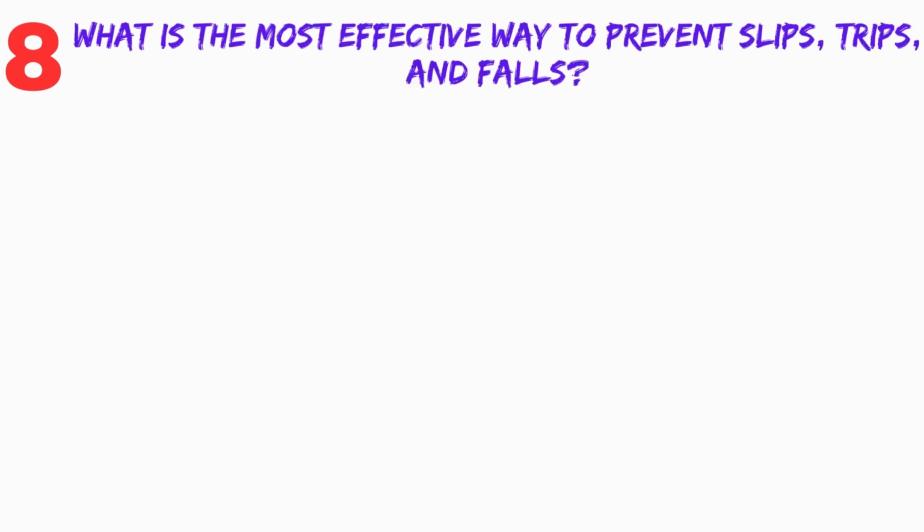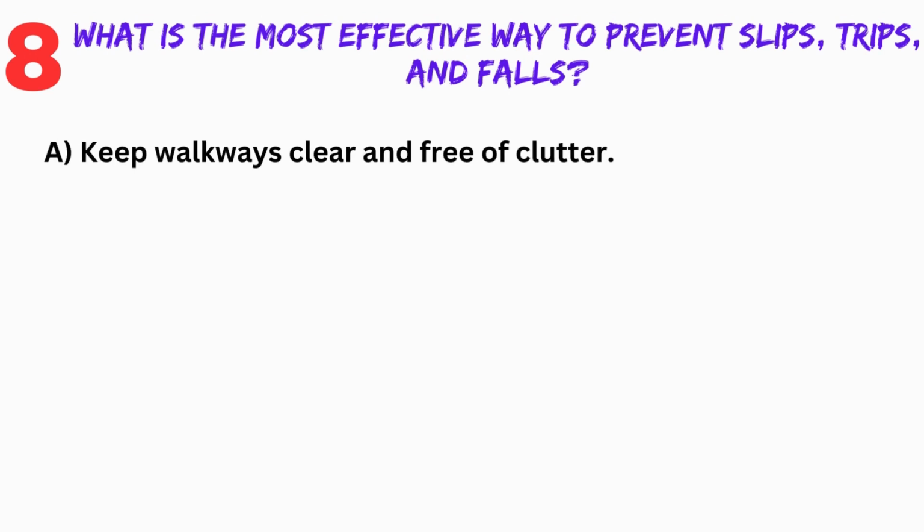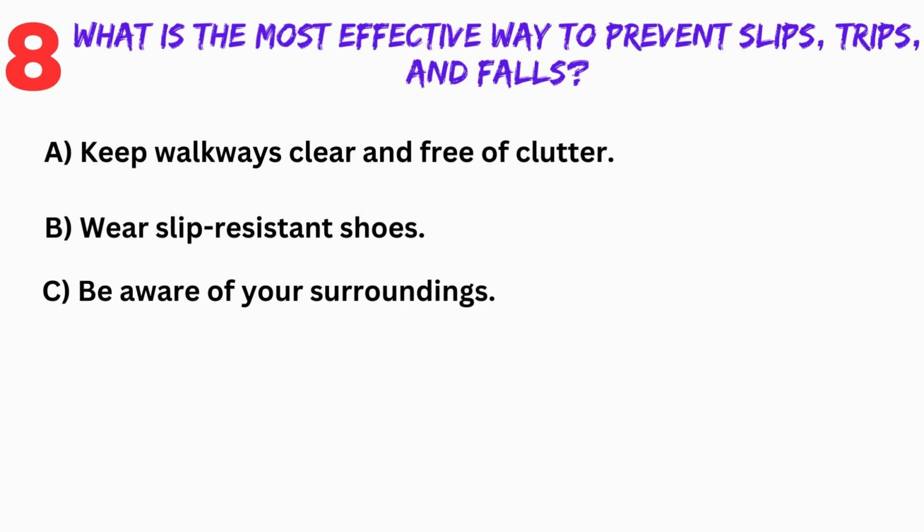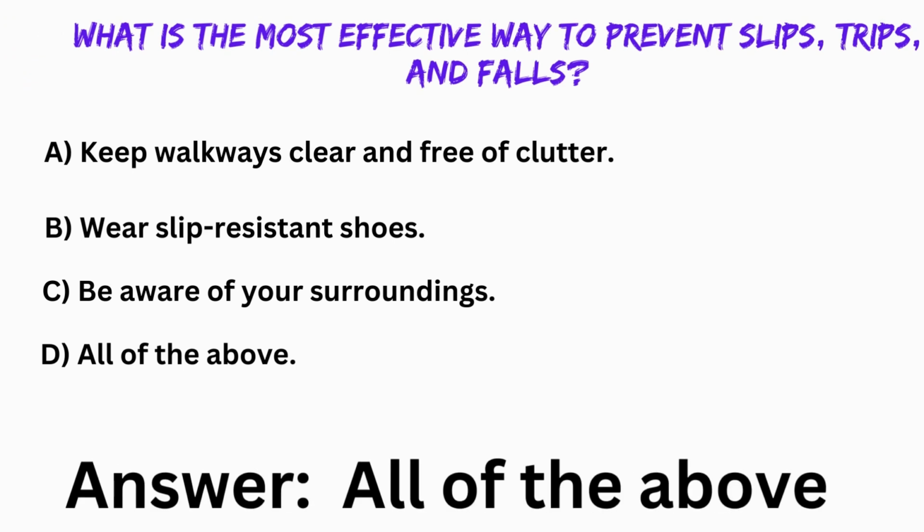Question 8. What is the most effective way to prevent slips, trips, and falls? A. Keep walkways clear and free of clutter. B. Wear slip-resistant shoes. C. Be aware of your surroundings. D. All of the above. Answer: D. All of the above.